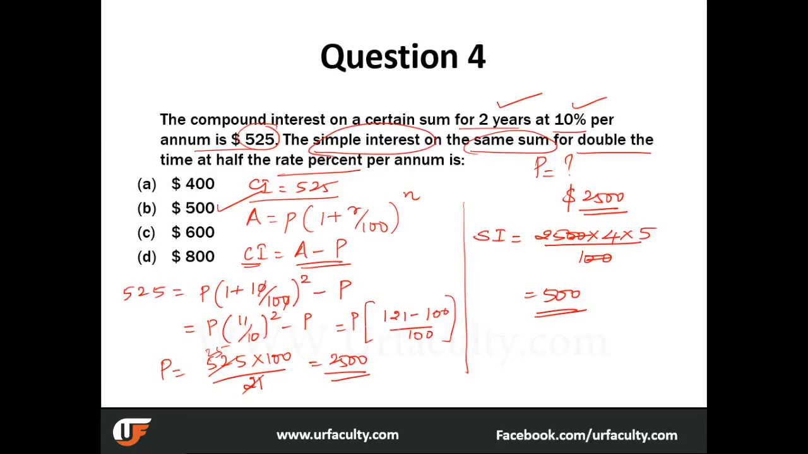So hope you understood this concept. The problem with compound interest is there's a lot of calculation involved, and you need to be very careful, because if you make a small mistake somewhere, your entire answer will get affected, and you need to backtrack to find out where you made the mistake.